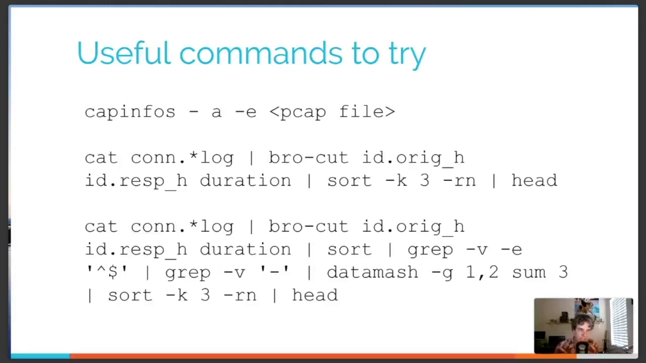What Zeek does if I try to connect to an IP address and it rejects my connection because the port's closed, the IP address is offline or whatever, there's no duration to that. So rather than list a time, it just lists it with a dash. Well, datamash wants to add numbers together. A dash is not a number. So when it sees that, it pukes on it. So we need to filter that stuff out in order to have datamash go through and add things.